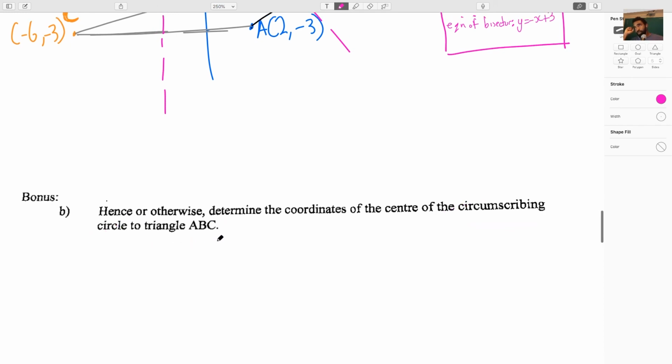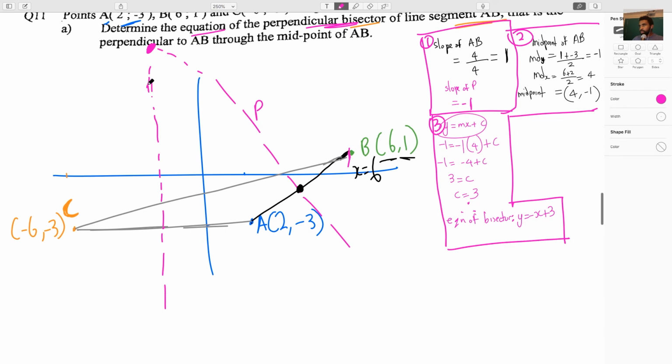So I'm going to leave this for you to do. All you have to do is find the equation. We found the equation of this line here, and that is y is equal to negative x plus 3. What you have to do now is find the equation of this other line. Or if you want, you can try the equation of this line here. But they all meet at the same place.